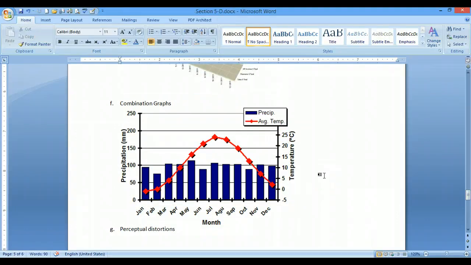All right, the next one is combination graphs. This is where I have 2 of my graphs kind of put together. In this case, I have a bar and a line graph or a line chart. The example used in your book has a line and a pie chart together, and it shows different information. In this case, I have the average temperature for some city versus the precipitation through a year from January to December.